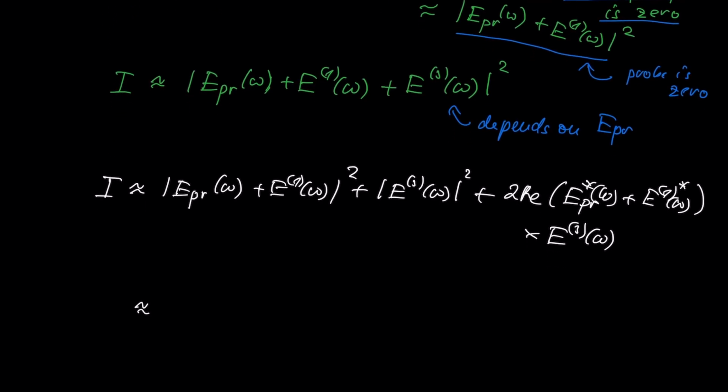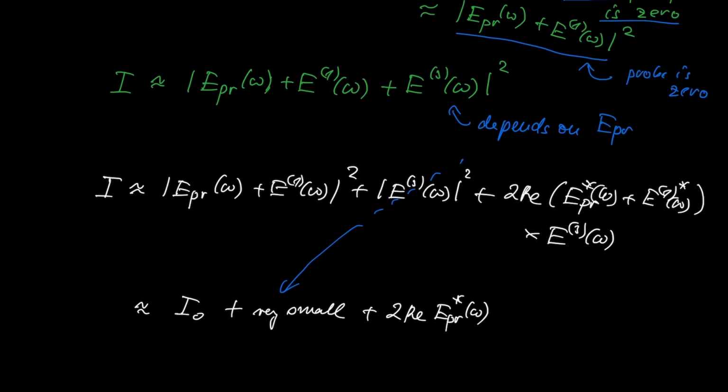Okay, this is therefore the I0 plus a term which is very small, that's this one, plus 2 real parts of the E probe omega E3 omega. And again, we can assume the combination term of the E3 and E1 to be very small. So plus, again, a very small contribution.